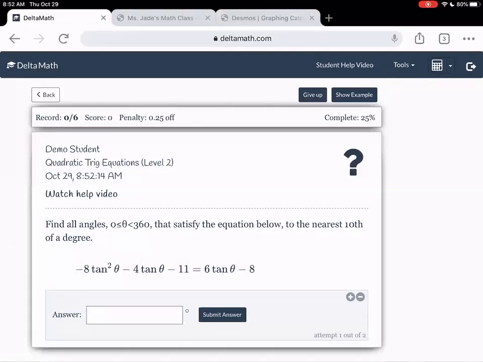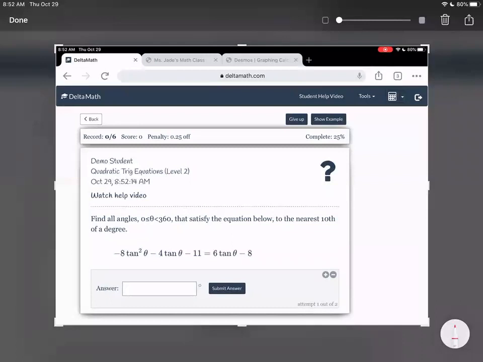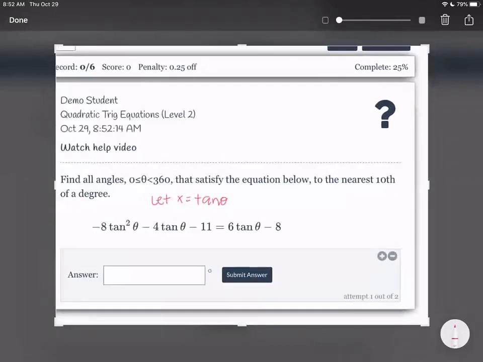So as you can see, we are now on quadratic trig equations level 2, and we got this crazy looking thing that's happening on the bottom. So let's make it a little less crazy by replacing all the tangents with x. So I'm just going to write let x equal tangent. And I'm going to, I guess I'll write on this side.